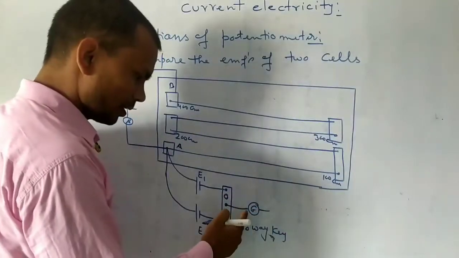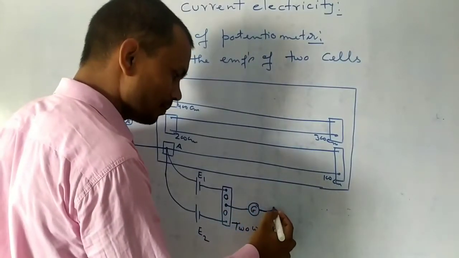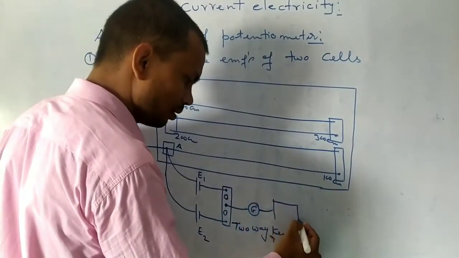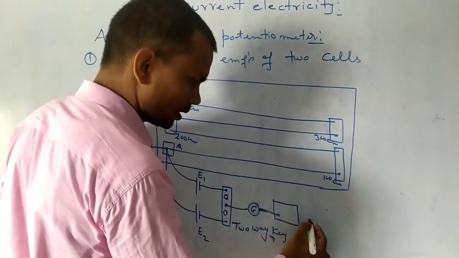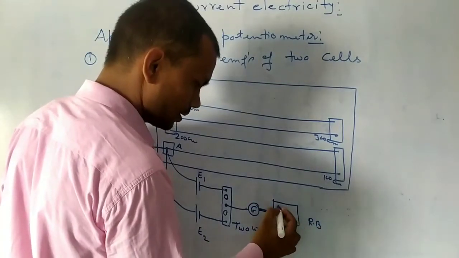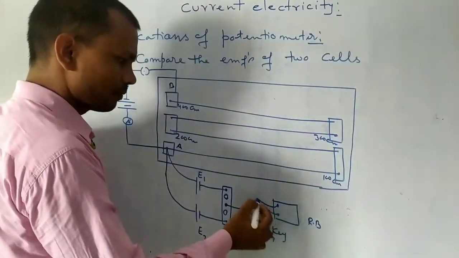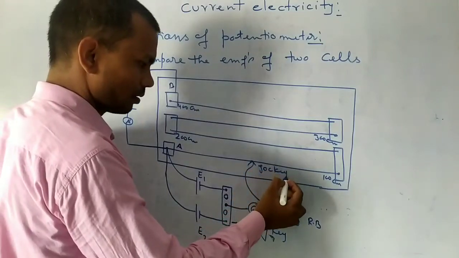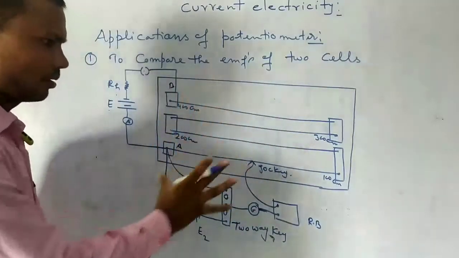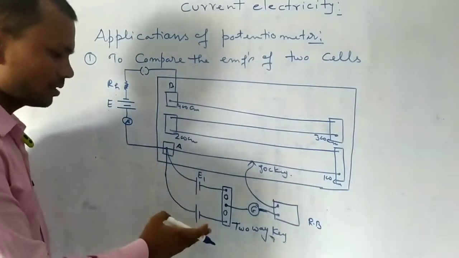So one end of the galvanometer is connected to this point, and the other end of the galvanometer is connected with the resistance box. It has the support end, and this is the RB resistance box, and the other end of this resistance box is connected with this jockey. So this is the complete circuit diagram for comparison of the EMF of two cells, means this and this.